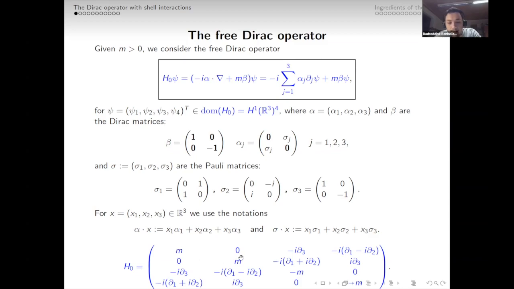In the diagonal, as I said, we have the mass. Here we have the change of sign because of this minus here. And the partial derivatives are in the anti-diagonal. Okay. It is well known that, as the name suggests, this comes from the Dirac equation, which describes the evolution of spin 1/2 particles in quantum mechanics.